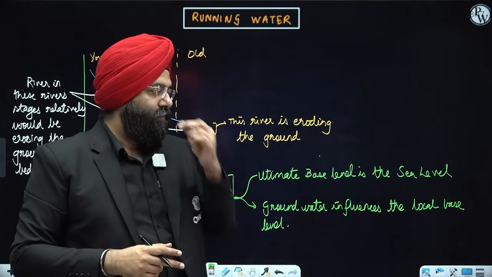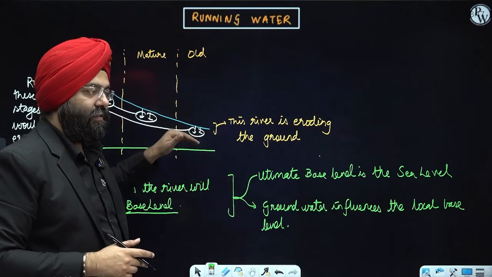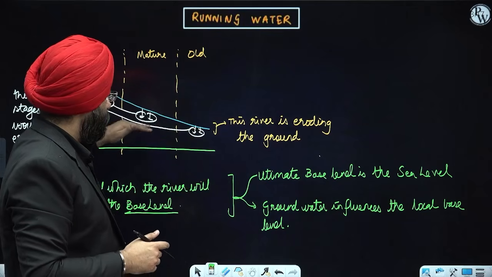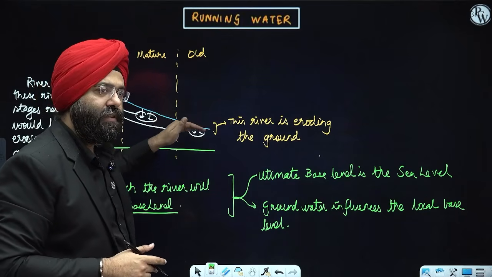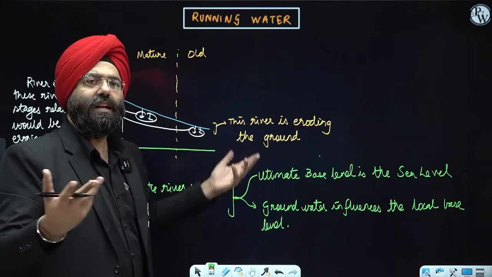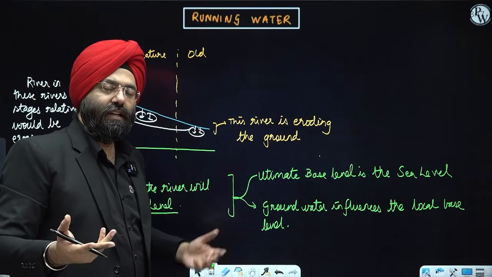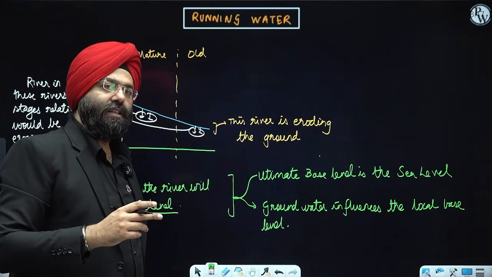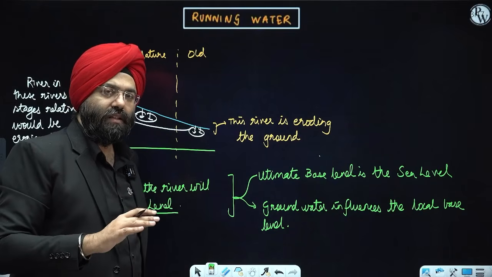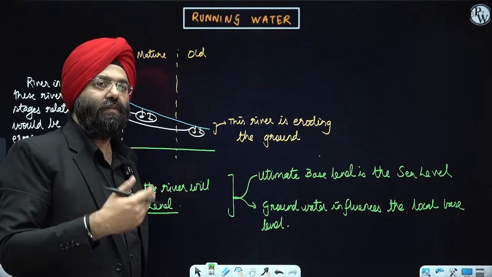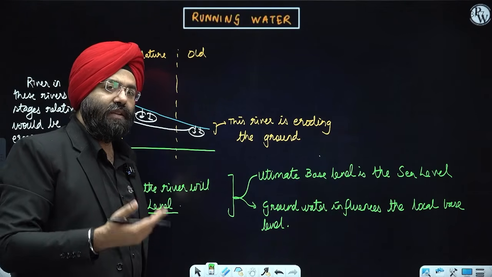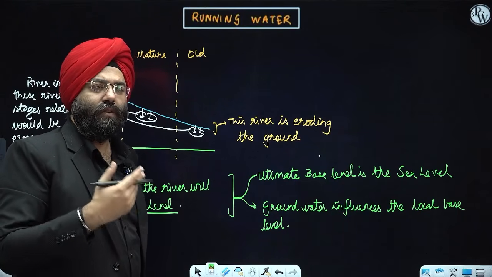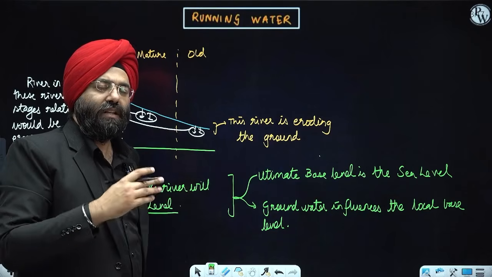Now, if the base level over here, let us say, further moves down, more erosion will take place. That is why finally, when the river merges with the sea, that is the ultimate base level, and the erosion ends. So till any river reaches the base level, whether it is a local base level or the ultimate base level, which is the sea level, it will try to erode. It depends upon the erosional ability, the speed, the velocity, the nature and type of rock, how it is jointed, and what material it is made up of.